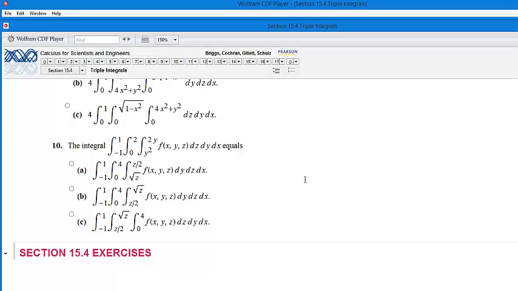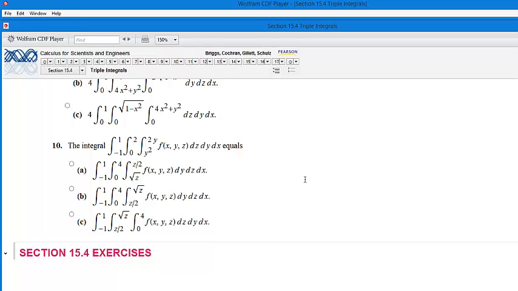Okay, so number 10 on the quiz. One way to do this problem would be to calculate the first integral, calculate the second, the third, and the fourth, and see which one is right. But that's not what I want to do, and that's not what you want to do. You know what I'd like to do? I'd like to kind of represent the integral as a picture.